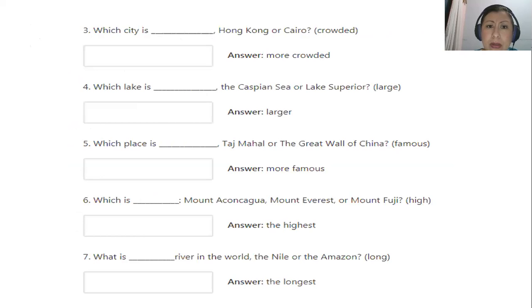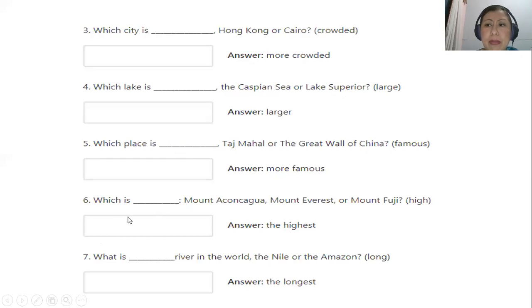Hong Kong or Cairo? Number four, which lake is large? So larger, because it's a comparative. Which lake is larger, the Caspian Sea or Lake Superior? And number five, which place is famous? More famous, Taj Mahal or the Great Wall of China, right? In this case, we are with comparisons.